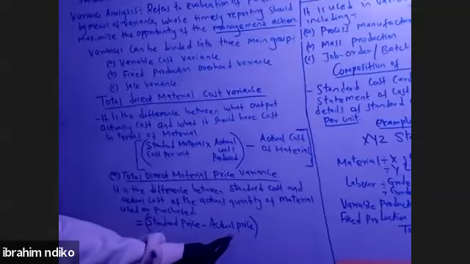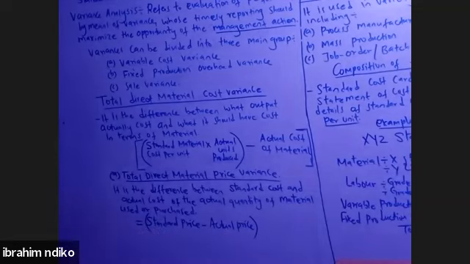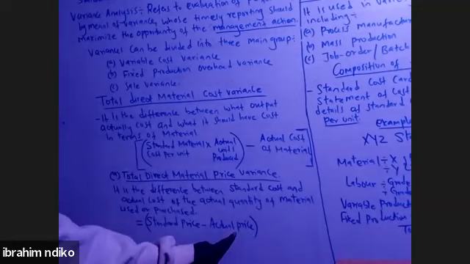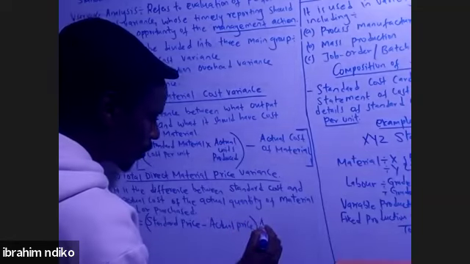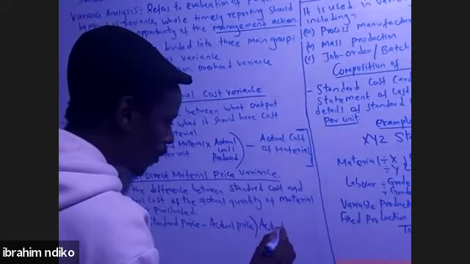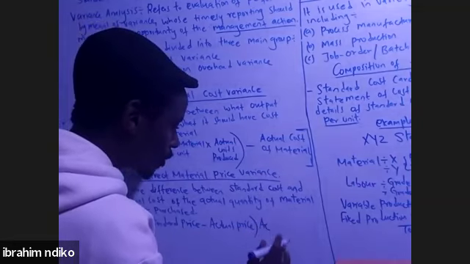So standard price minus actual price. Actual price, we can also call it quantity purchased. This one can also mean quantity purchased. Then we multiply with the actual quantity.